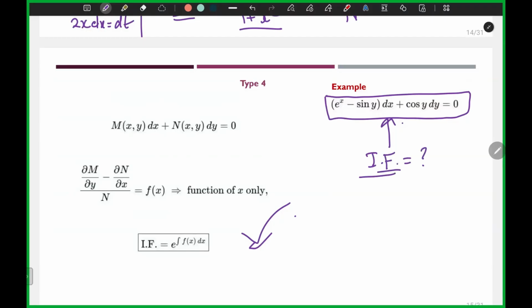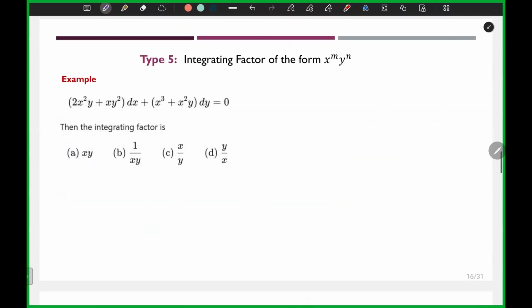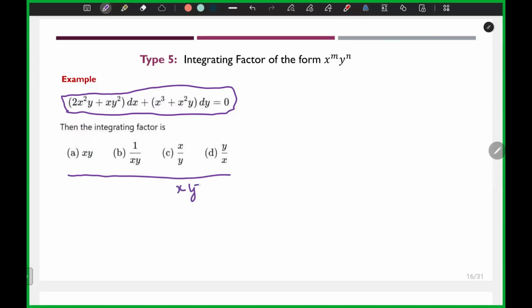Okay. Next, moving on to the integrating factor in the form x and y. When we can't classify the given first order differential equation into these 4 types, then we can see, like here in the options, it is x y to the power minus 1, y x to the power minus 1, and x to the power minus 1, y to the power minus 1. So we can use the hit and trial method, taking x to the power m, y to the power n. So we can find m and n here. Okay.